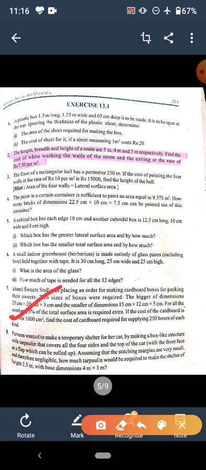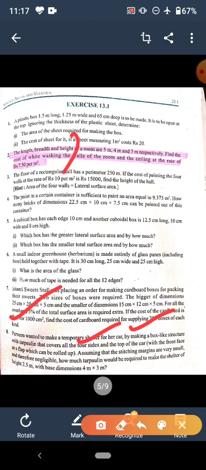Then you have question number 8 in your NCERT book. Parveen wants to make a temporary shelter for her car by making a box-like structure with tarpaulin that covers all the 4 sides and the top. So we are covering the 4 sides of the car and the top. So here you have the 5 faces. Assuming that stitching margins are very small and negligible, how much tarpaulin would be required to make a shelter?